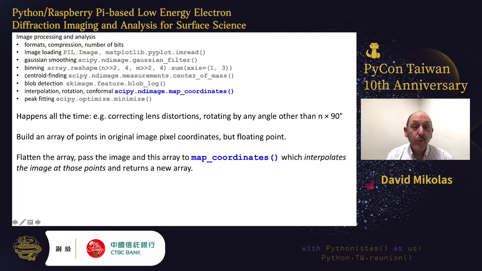And one of the last packages I'll talk about is map coordinates. We do this for conformal mapping, rotating images, interpolating images, correcting for lens distortions or if the camera's misaligned, something like that.